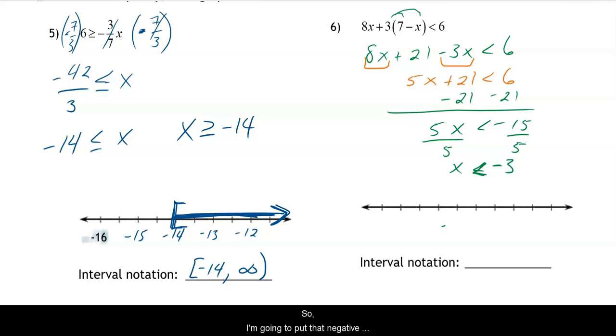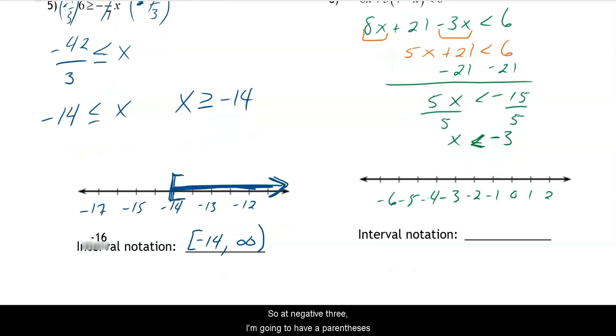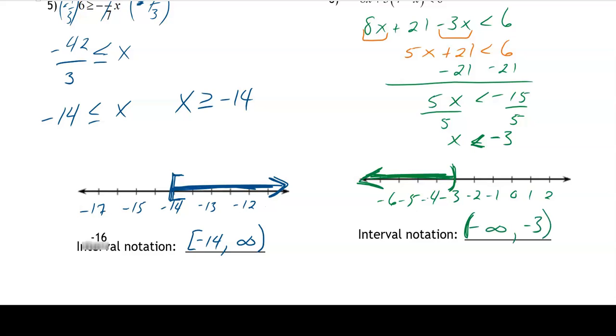So I'm going to put that negative 3 in the middle there. Then negative 2, negative 1, 0, 1, 2. Negative 4, negative 5, negative 6. So at negative 3, I'm going to have a parenthesis, and it's going to face the left, and then I'm going to shade to the left. Okay. For my interval notation, I would have negative infinity with the parenthesis, comma, negative 3, close parenthesis.